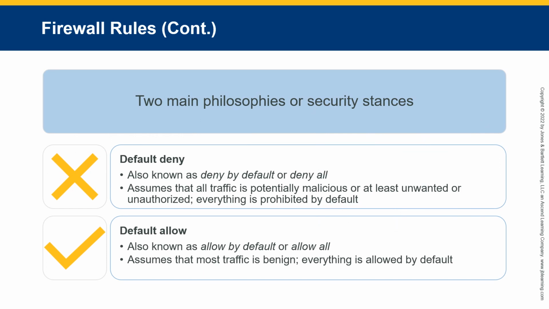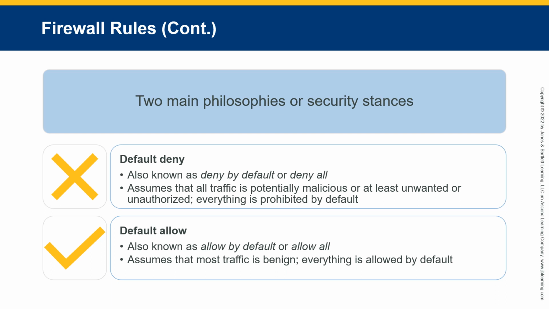All right, so firewall rules have two kinds of philosophies or stances. The first one is the golden rule, and this is the default deny rule, or sometimes it's known as deny by default or deny all rule. A lot of times you'll see this constructed, and it's always at the bottom of the firewall, as any, all, deny. So it's a catch-all rule at the bottom.